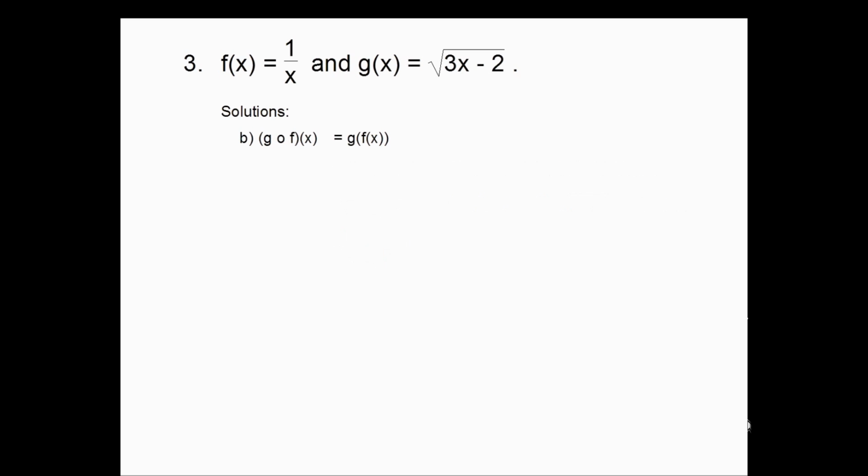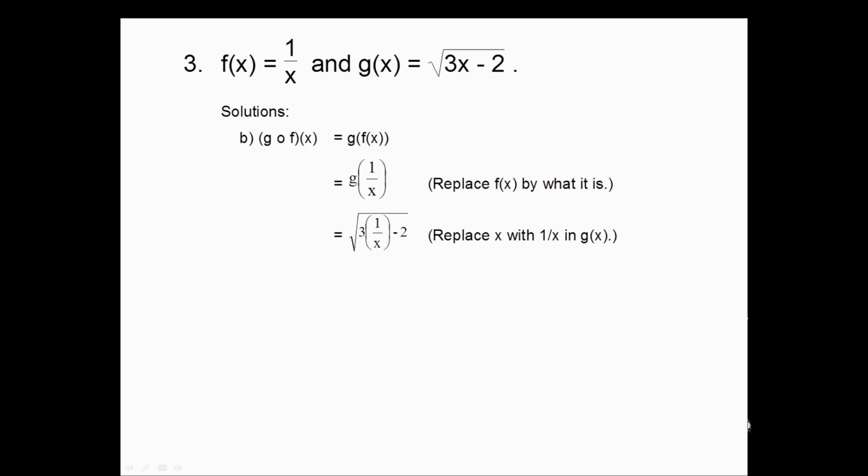For part B, g composed of f of x. Remember, that's g of f of x. So replace f of x by what it is. It's 1 over x. So I'll be looking at g of 1 over x. In your formula for g, replace x with 1 over x. So I'll have the square root of 3 times 1 over x minus 2. Okay, 3 times 1 over x is 3 over x. So I'll have the square root of 3 over x minus 2.